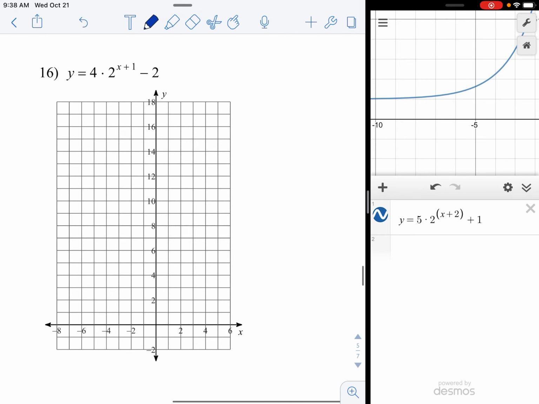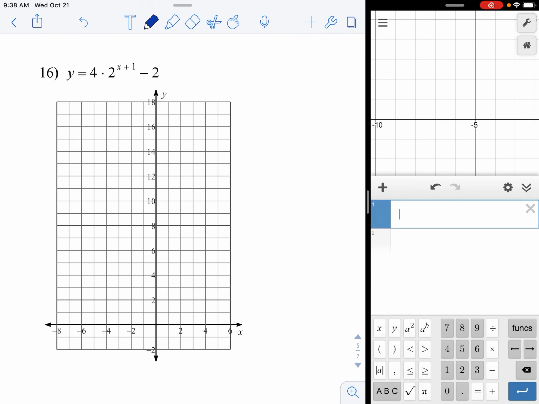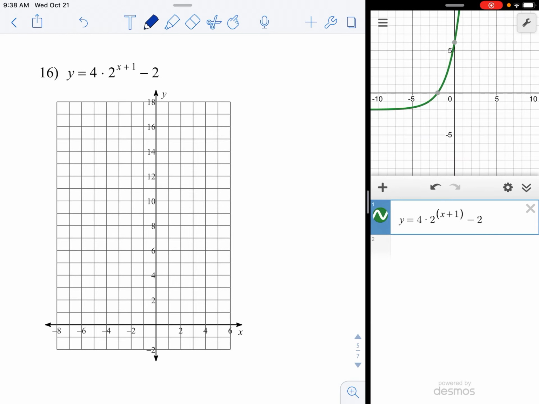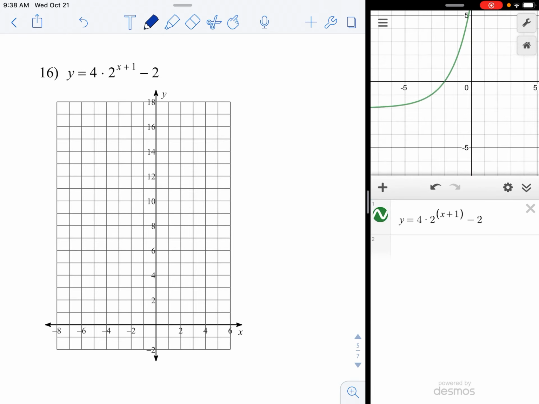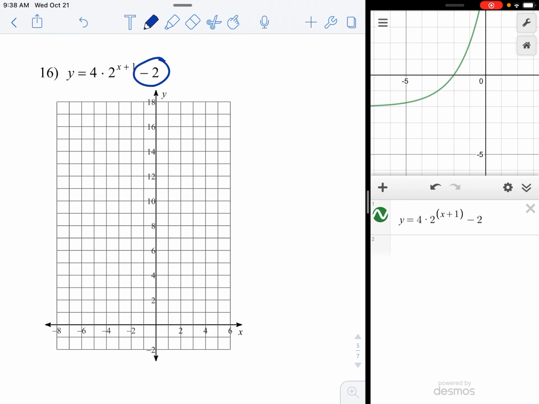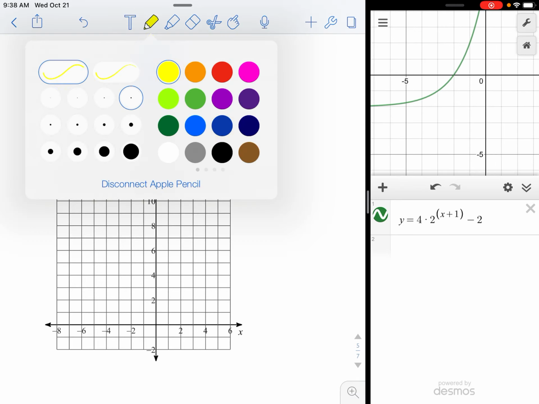16. y equals 4 times 2 raised to the x plus 1, minus 2. Now my asymptote, if I hit the home button, is at -2. Can you see that? So that the -2 asymptote jives with that -2 right there.